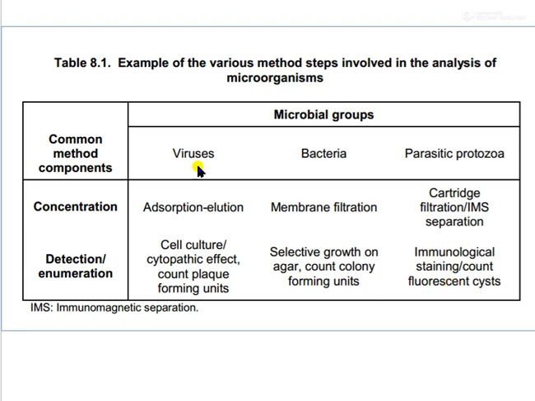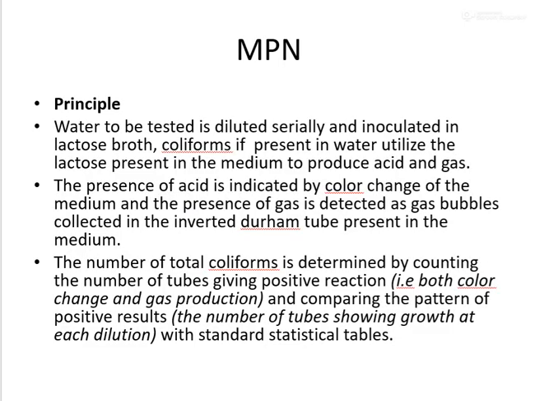So in all these methods, what are we trying to do? You can either detect the concentration of it, or you can also count the bacteria, the virus, or the protozoa and all that. So let's try to find out a method where we estimate the number of the coliform. And MPN, or the most probable number method, is mainly used to find out the number of coliforms which have been present in the water.